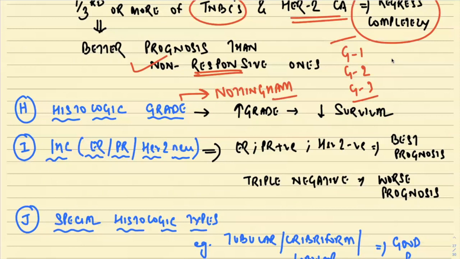And what are the components of the grading? Tubule formation, nuclear features, pleomorphism and mitotic count. Okay, and the mitosis that is there.